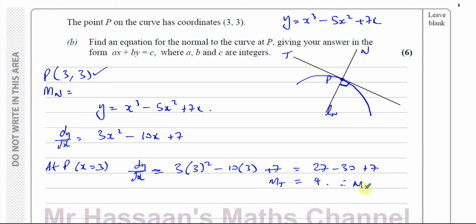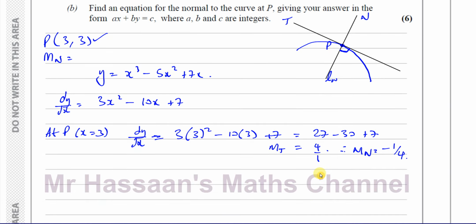Therefore, the gradient of the normal is equal to its negative reciprocal, which is minus a quarter. To find the gradient of the normal, you take the gradient of the tangent, which is 4 over 1, change its sign and turn it upside down. If you multiply these two together, you get -1. The product of the gradients of perpendicular lines is always -1.